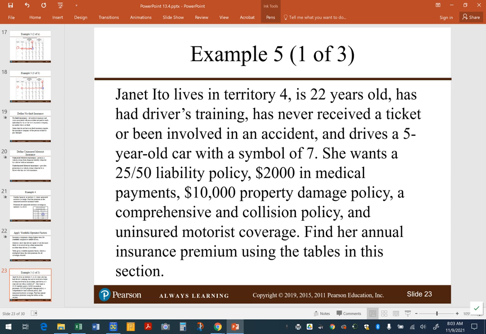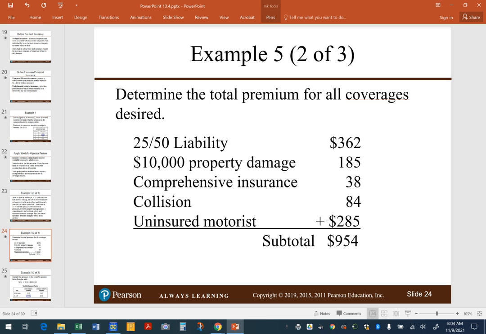So here's an example. Janet lives in Territory 4. She's 22 years old, has had driver's training, has never received a ticket or been involved in an accident, and drives a 5-year-old vehicle with symbol 7. She wants a $25/50 liability policy and $2,000 in medical payments. So we're going to do the whole scenario here of what she wants for her insurance coverage.